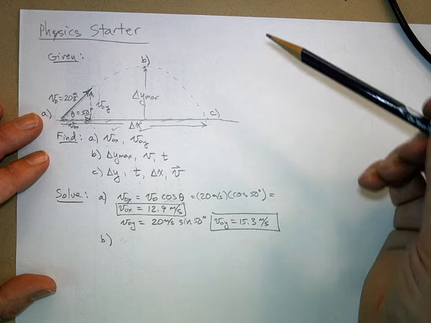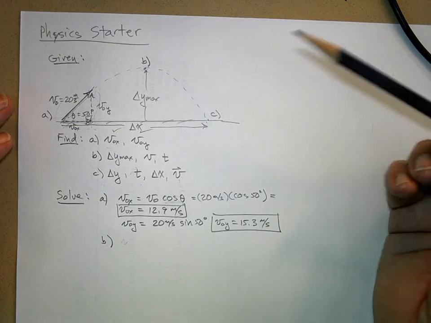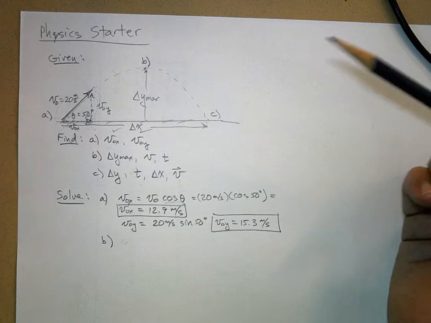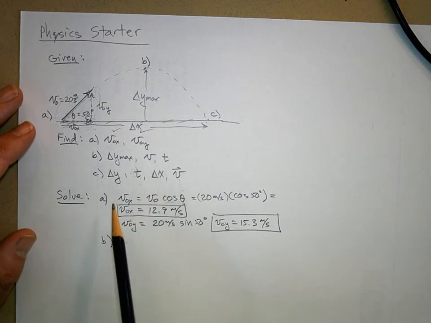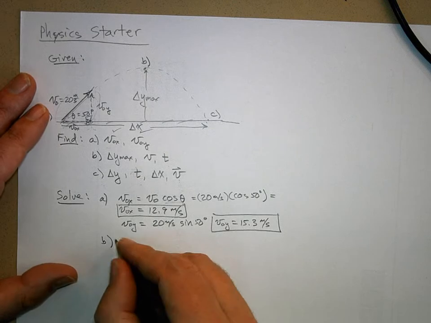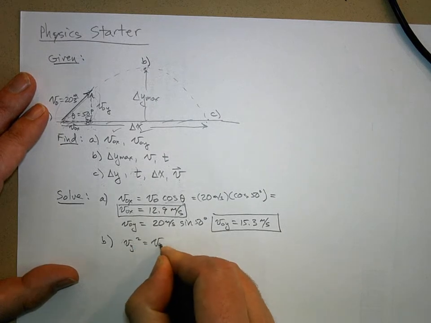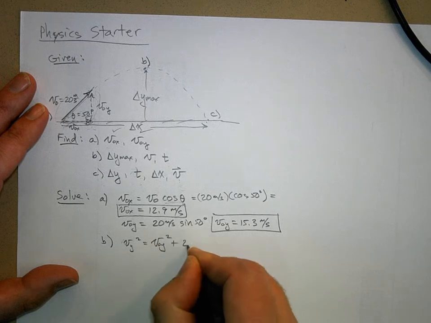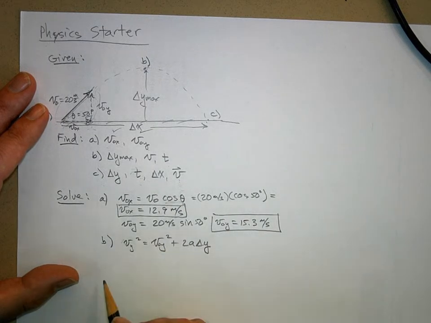And I know what the acceleration is. What's the acceleration in the y direction? Negative 9.8. Now I don't know time, and I will find it later, but I don't need the time to find delta y. I'm going to use the fourth kinematic equation: Vy squared equals v naught y squared plus 2a delta y. And just solve this for delta y.